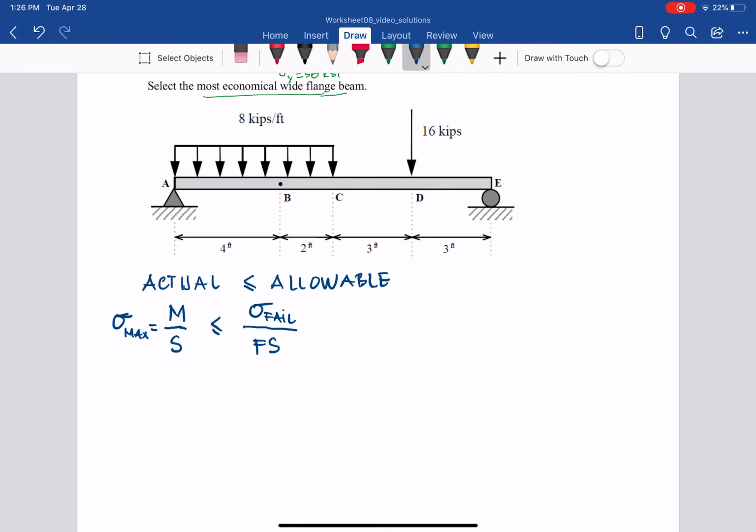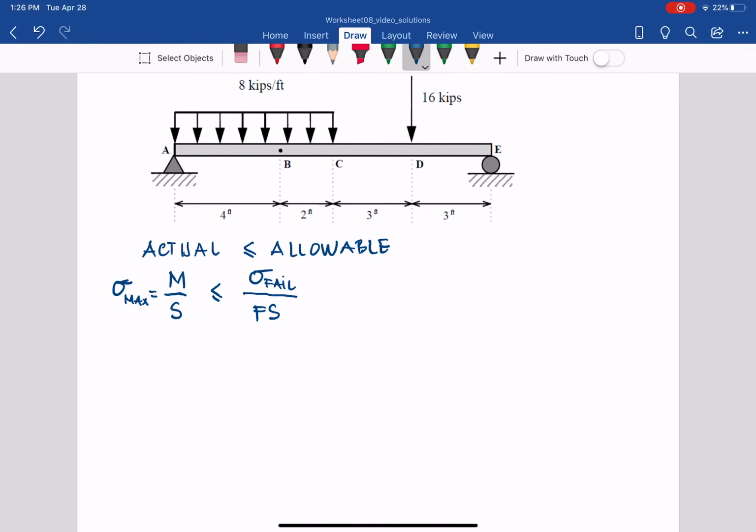So with that, what do I have? I will have S greater than or equal to the moment times the factor of safety divided by sigma fail. And for this one, sigma fail is basically the yielding, right? So it will be equal to M times the factor of safety divided by the yielding stress, sigma Y.